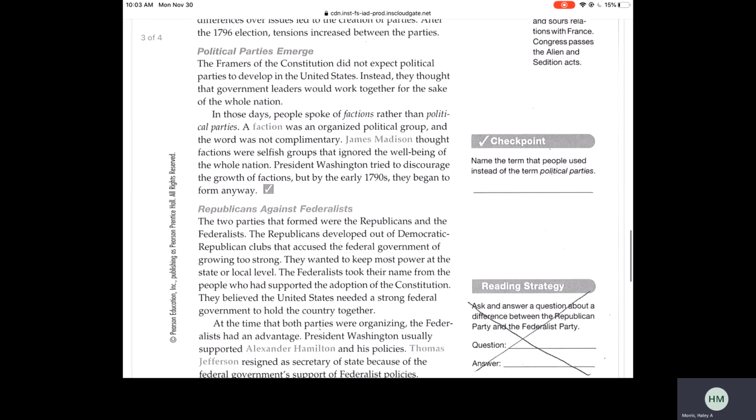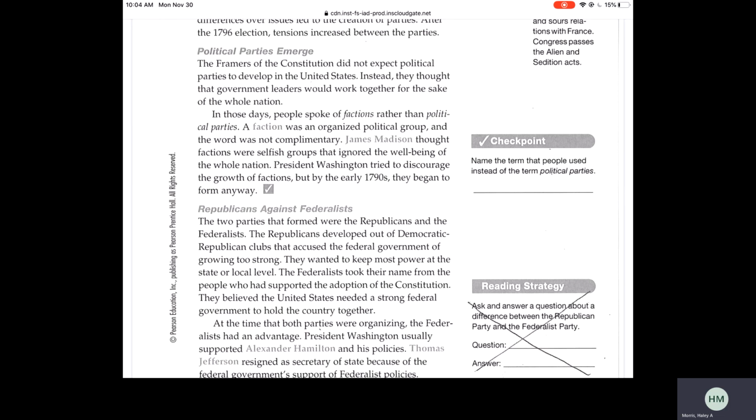So we're going to go ahead and get started with political parties emerge. The framers of the Constitution did not expect political parties to develop in the United States. Instead, they thought that government leaders would work together for the sake of the whole nation. In those days, people spoke of factions rather than political parties. A faction was an organized political group, and the word was not complimentary. James Madison thought factions were selfish groups that ignored the well-being of the whole nation. President Washington tried to discourage the growth of factions, but by the early 1790s, they began to form anyway.